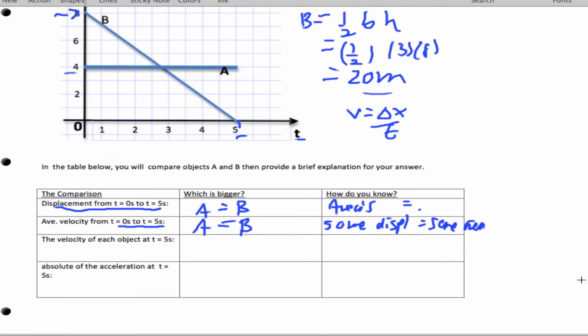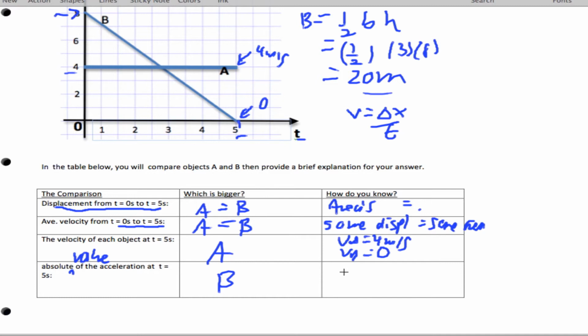All right, now continuing for part C, the velocity of each object at 5 seconds, well, let's read it off here. A is going at 4 meters per second, B is going at 0. Therefore, A is bigger. So VA is 4 meters per second, VB is 0. Now, this is supposed to say absolute value of the acceleration at 5 meters per second. B is going to win that one.